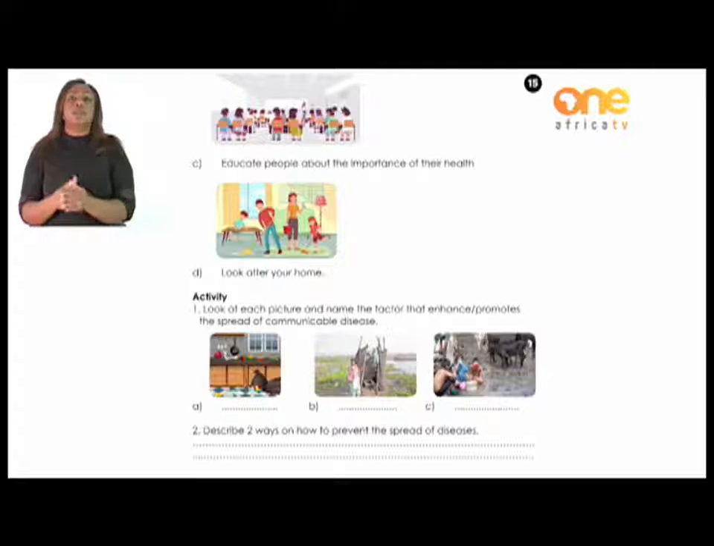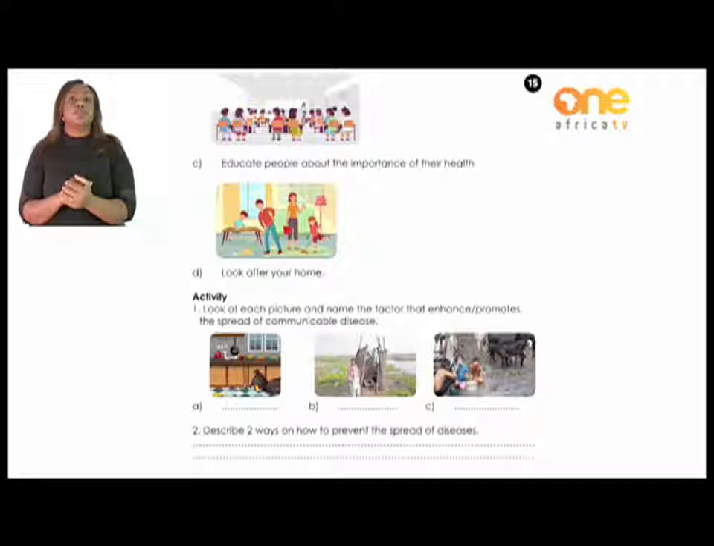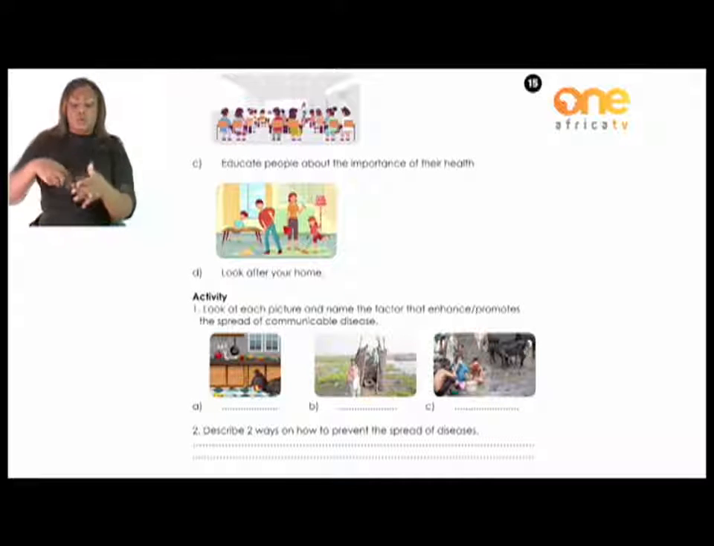Educate people about the importance of their health. Being healthy should be part of your overall lifestyle. Feeling good about yourself and taking care of your body are important for your self-esteem and self-image. Look after your home. You need to clean your house. Most people clean their houses on a Saturday.